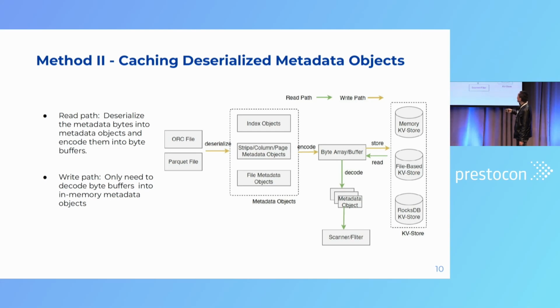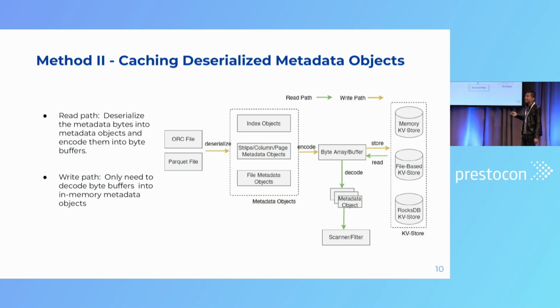When we hit the cache again, we load this flat buffer from the cache, do some decoding, and get the metadata object again, and it will be consumed by the scanner. The thing is, this is actually not the original Presto metadata object. It's something new, the flat buffer object. It's a little bit different.